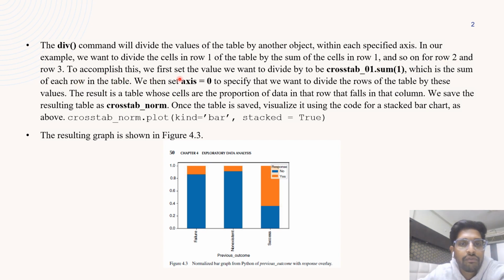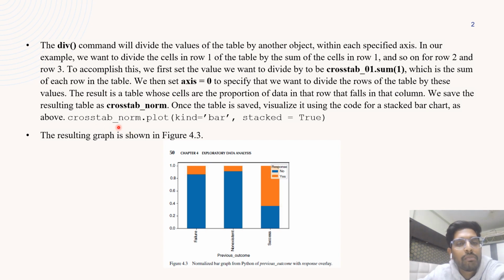To accomplish this, we first set the values we want to divide by, crosstab_01.sum(1), which is the sum of each row in the table. Then we set axis equal to 0 to specify that we want to divide the rows of the table by these values. The result is a table whose cells are the proportion of the data in that row that falls in the column. We save the resulting crosstab as crosstab_norm, and once the table is saved, we visualize it using the code for a stacked bar graph chart as above.